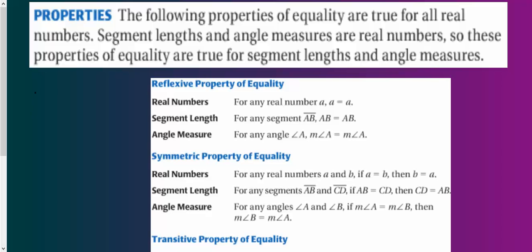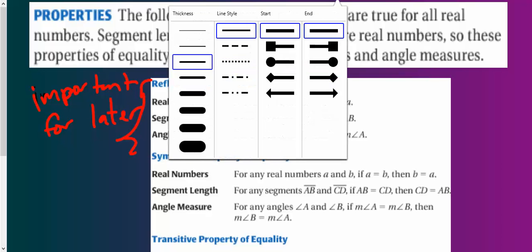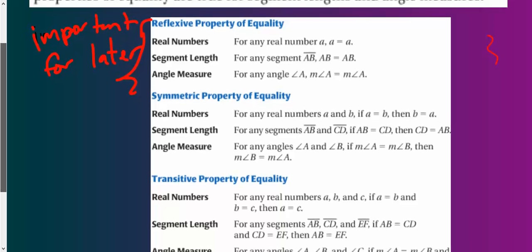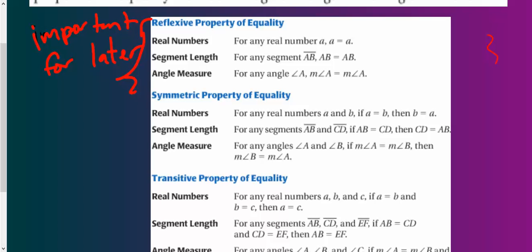So important, oops, that's not a good color. Let's try it right. Okay, so these are going to be important for later on. And then symmetric property, again, these seem really trivial. If A equals B, then B equals A. Or if the measure of an angle equals the measure of another angle, then the measure of the second angle equals the measure of the first angle. This is not as important. The symmetric property, not as important.